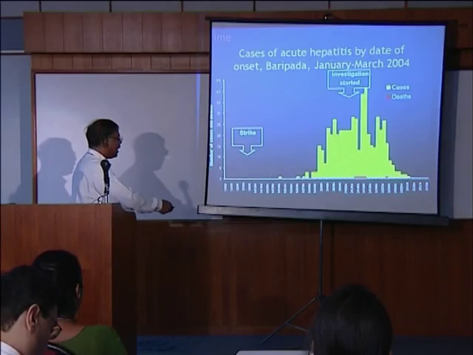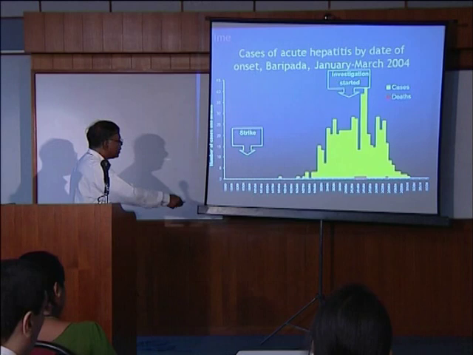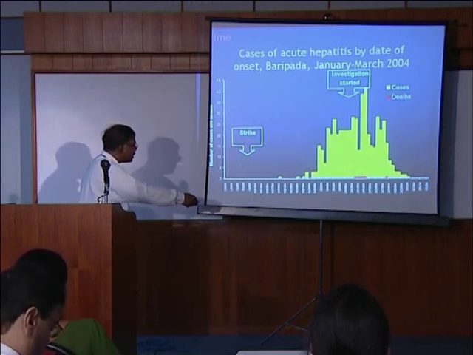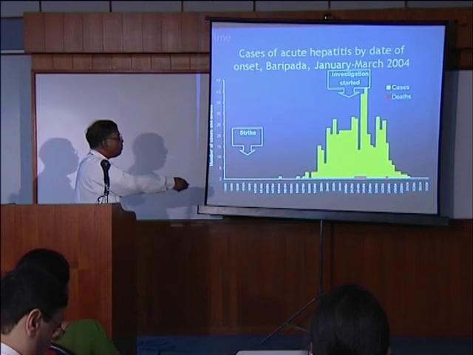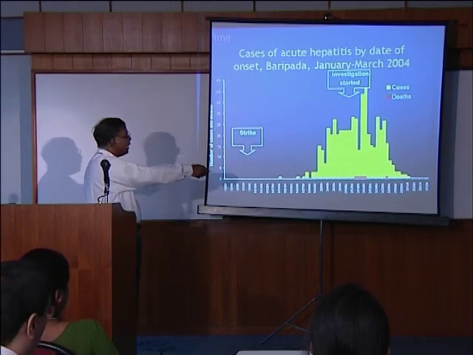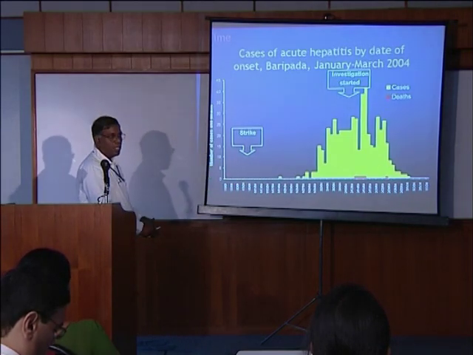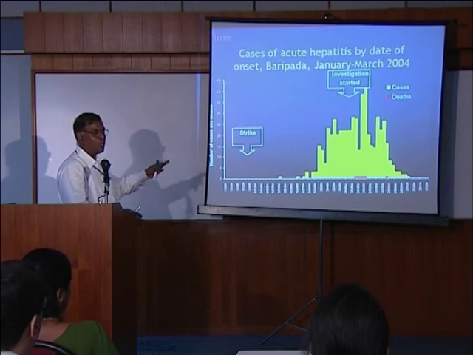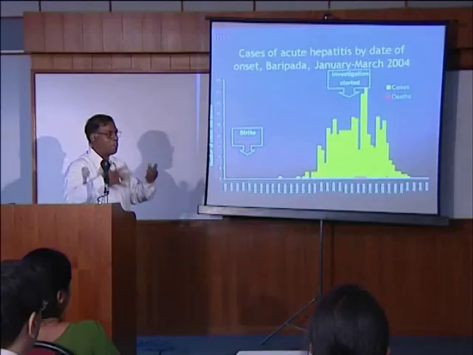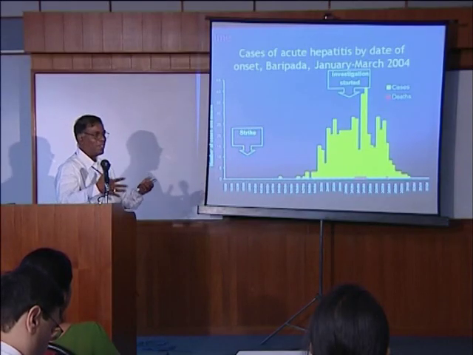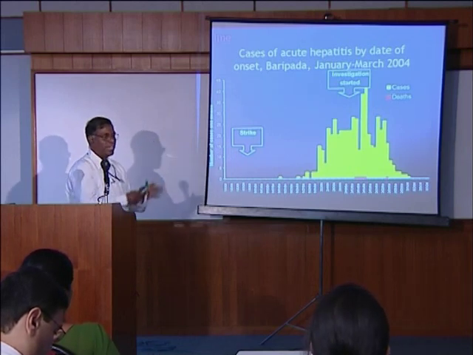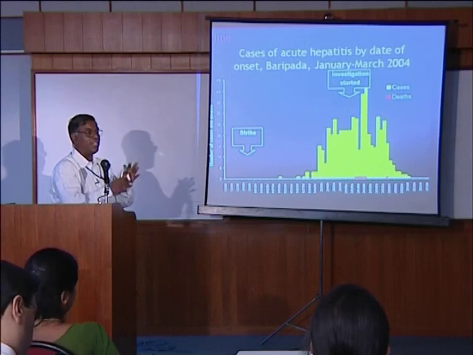These cases, this is probably the index case. And then the cases started coming up in an explosive manner, and after some time, it calmed down. Epidemiologists call this a point source epidemic. That is, somewhere at a particular point there is a problem, and people who are using that particular source are all getting affected. Just looking at this graph, we can say the nature of the epidemic.